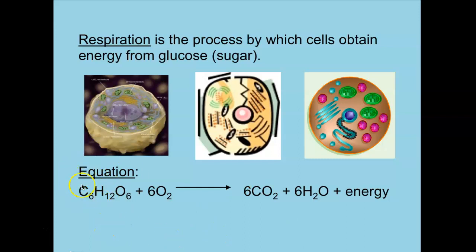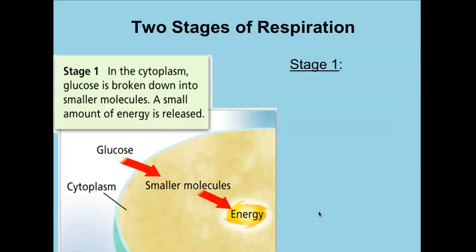C6H12O6, one molecule of glucose, plus 6 molecules of oxygen that comes from the oxygen that we breathe in will react to yield 6 molecules of carbon dioxide, 6 molecules of water, and energy. So that energy is produced as a result of this process. So our reactants are going to be glucose and oxygen, and our products are going to be carbon dioxide and water plus energy, ATP.